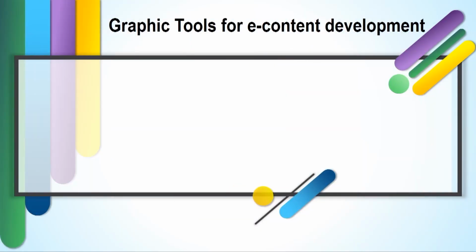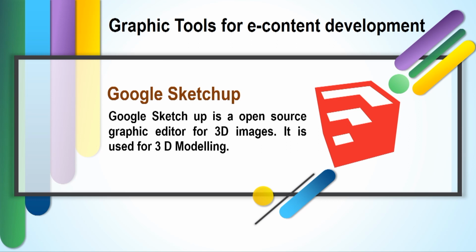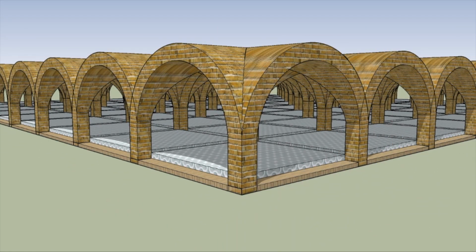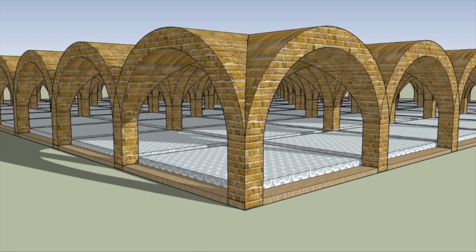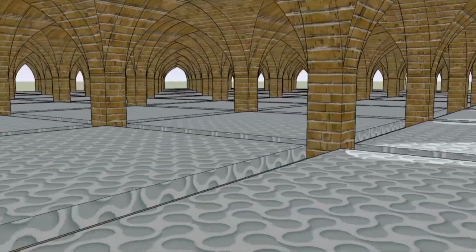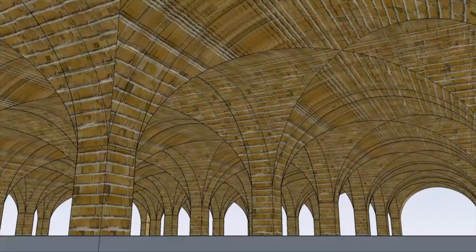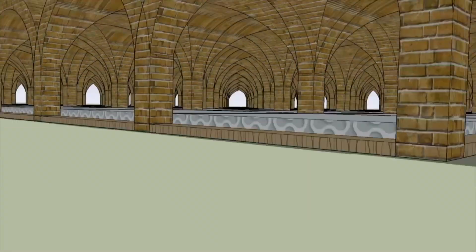Next software that I have written here is your Google SketchUp. As GIMP is for 2D image editing, Google SketchUp is for 3D image editing. This is basically used for 3D modeling. And Google SketchUp, as you have seen, is used for somewhat animation also, not to a large extent, but to a smaller extent it can be used for animation of the 3D models.